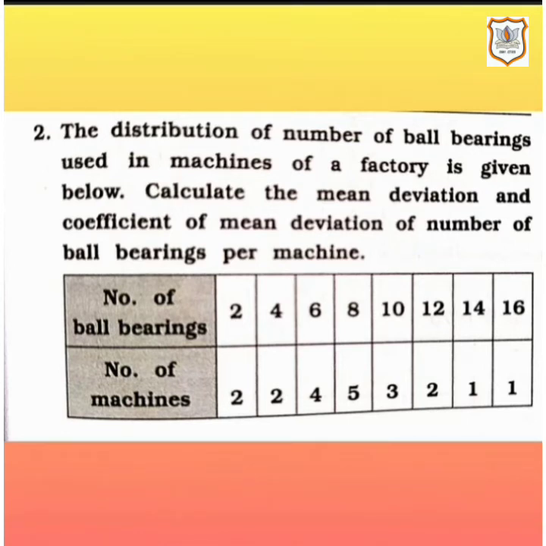Let's read sum number 2. The distribution of number of ball bearings used in machines of a factory is given below. Calculate the mean deviation and coefficient of mean deviation of number of ball bearings. Here you have to find both mean deviation and coefficient of mean deviation. Here the data is given in a discrete form. Number of ball bearings and number of machines is given. Let's solve the sum and be more clear.